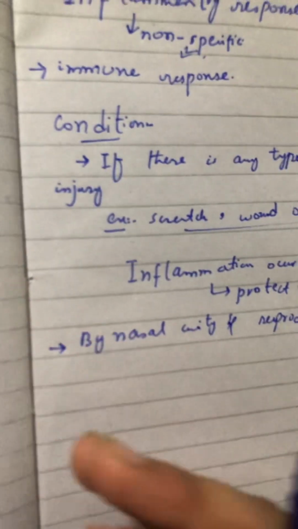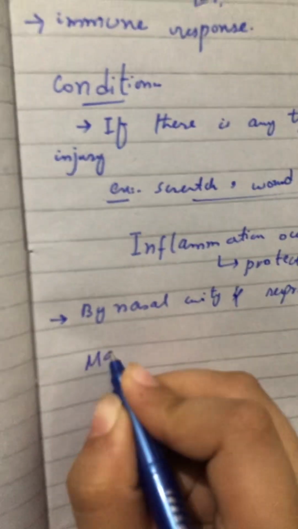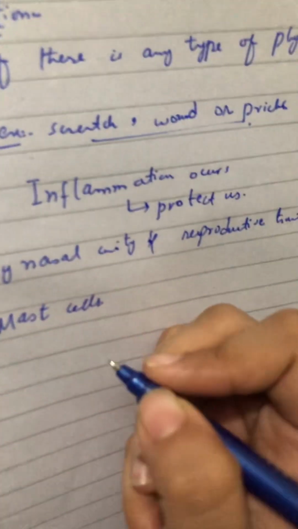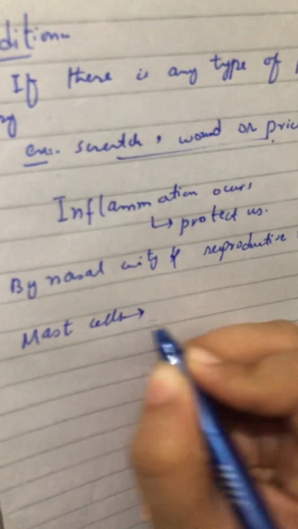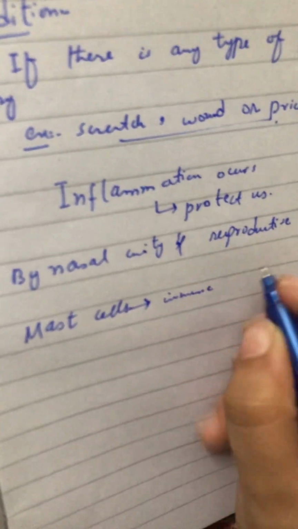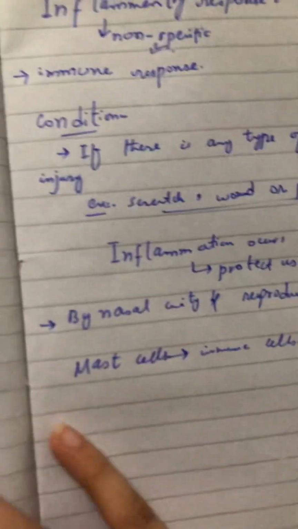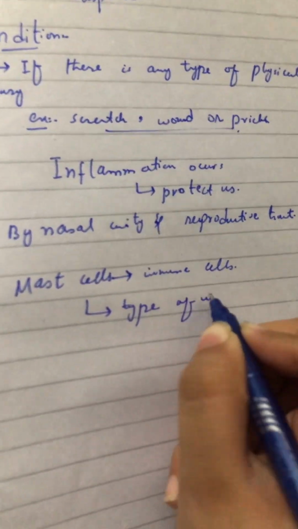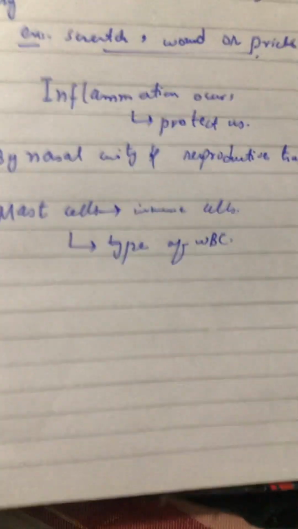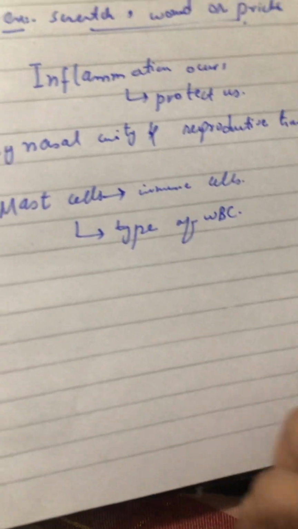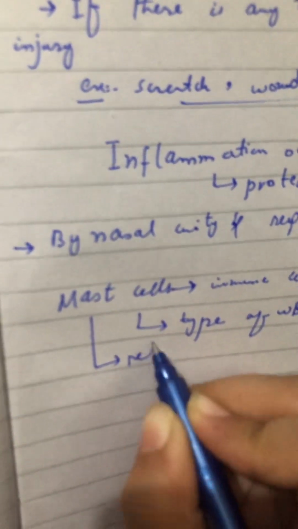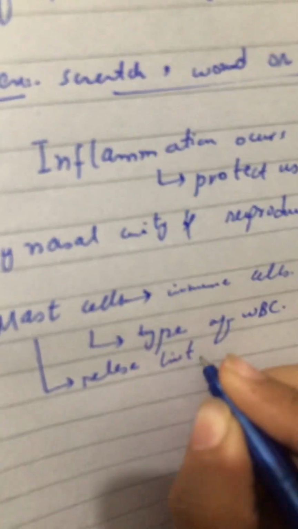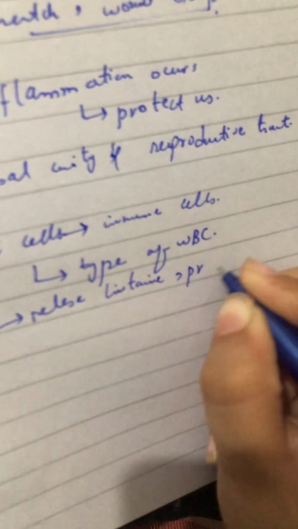And now we have cells called mast cells. What are these? These are immune cells, a type of WBC. Mast cells are a type of WBC. They basically release histamine and prostaglandin.